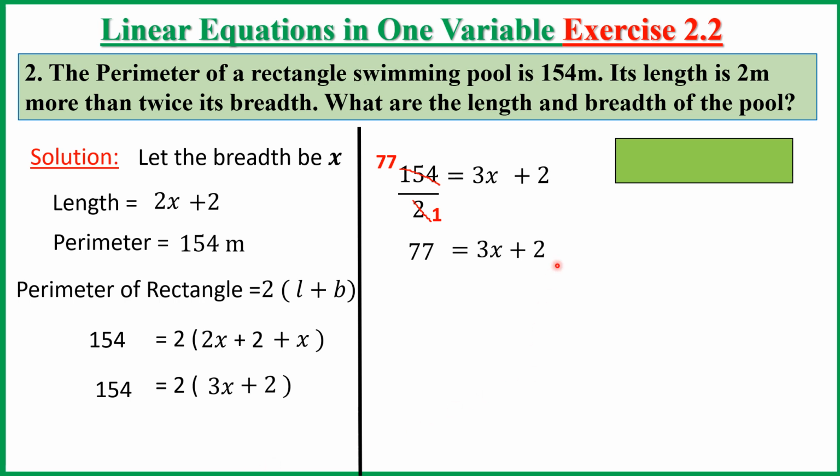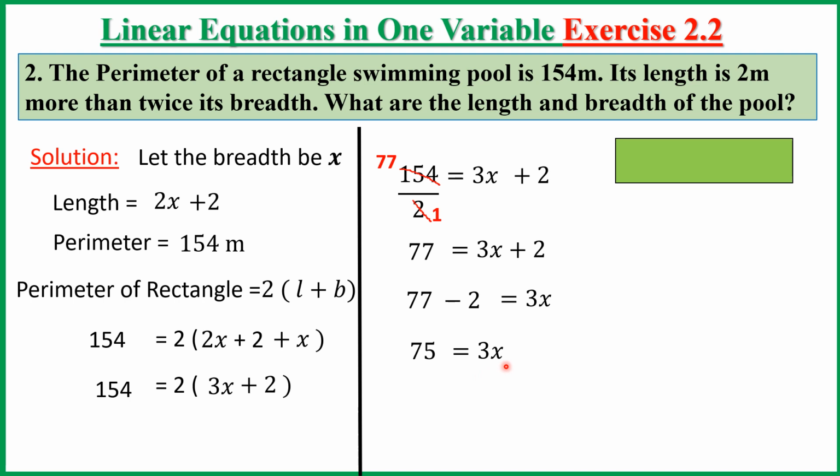Now here 2 is added to 3x. So when it's transposing to our left hand side, it will become negative 2. It is 77 minus 2 equals 3x. So 77 minus 2 is 75, which is equal to 3x.